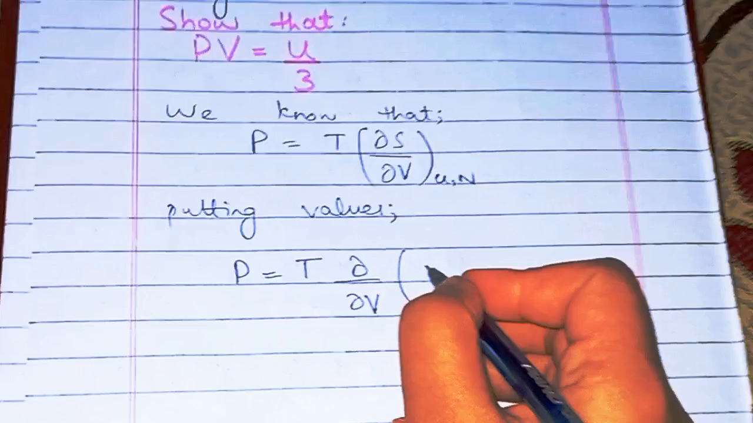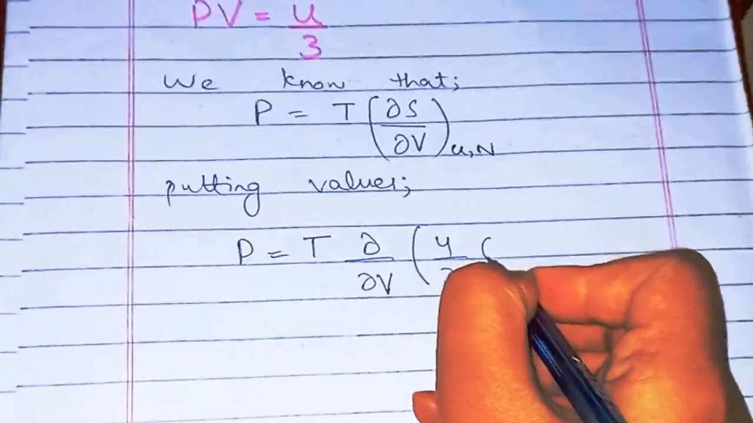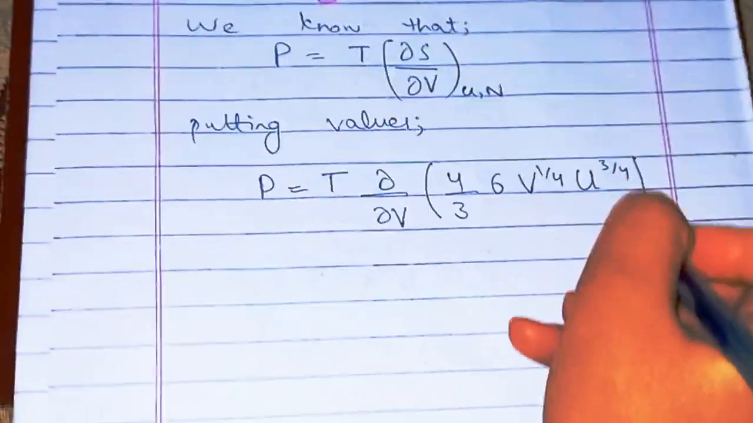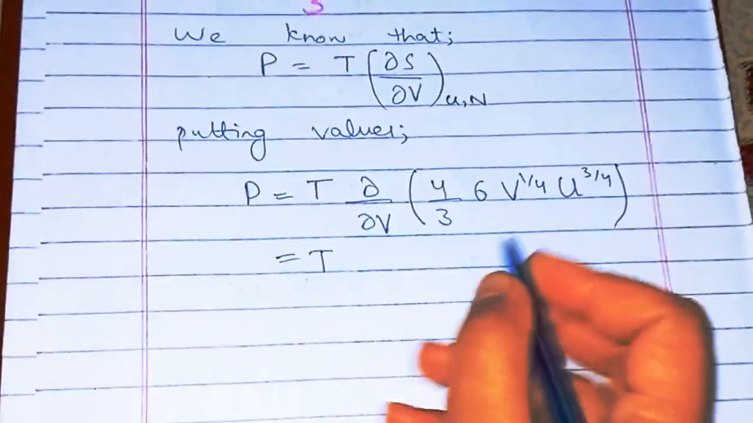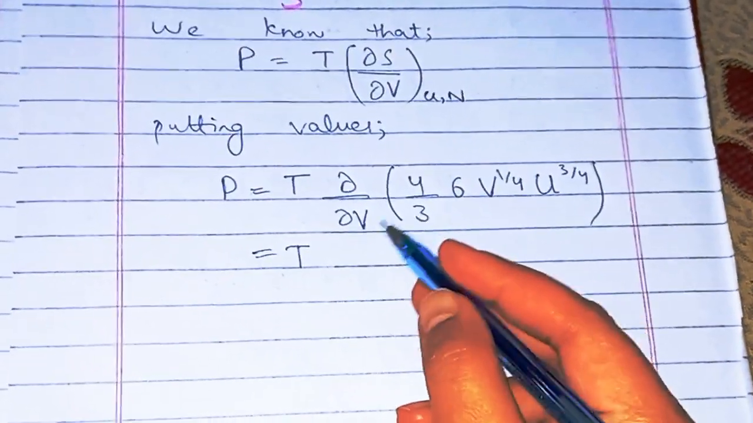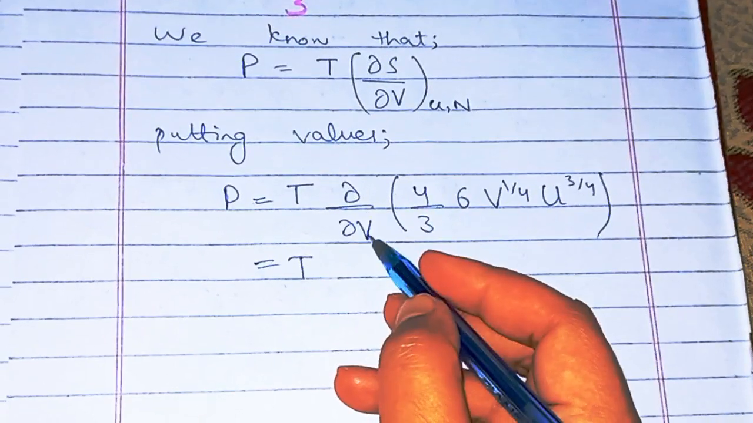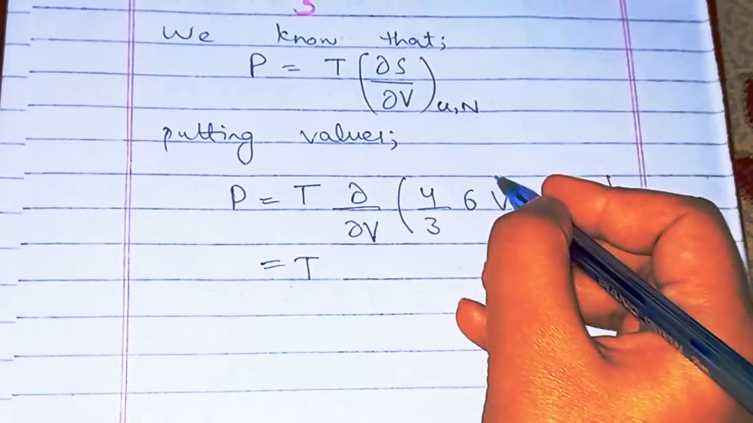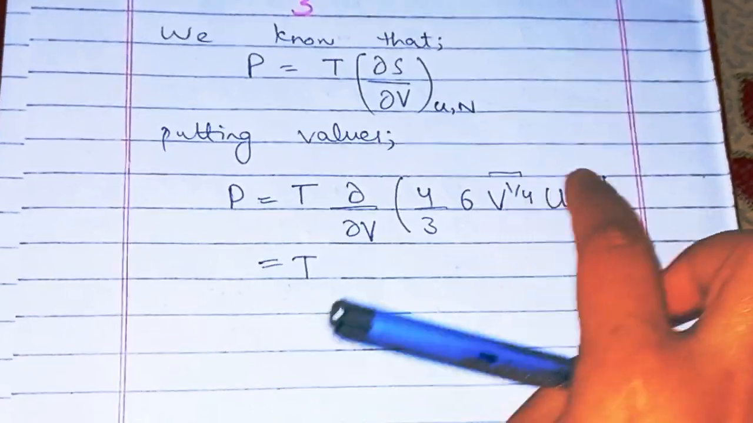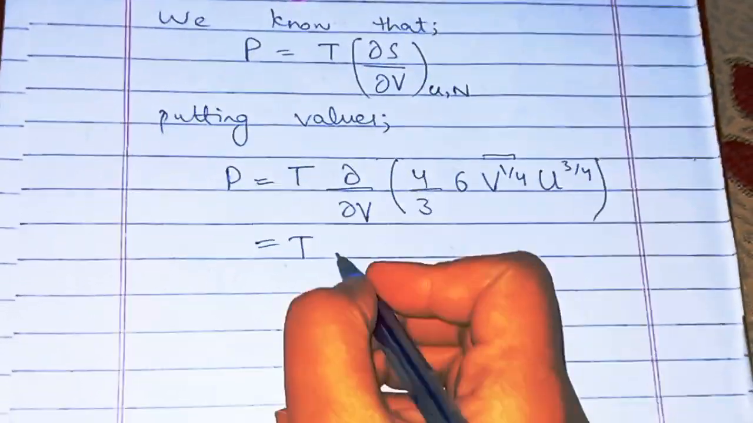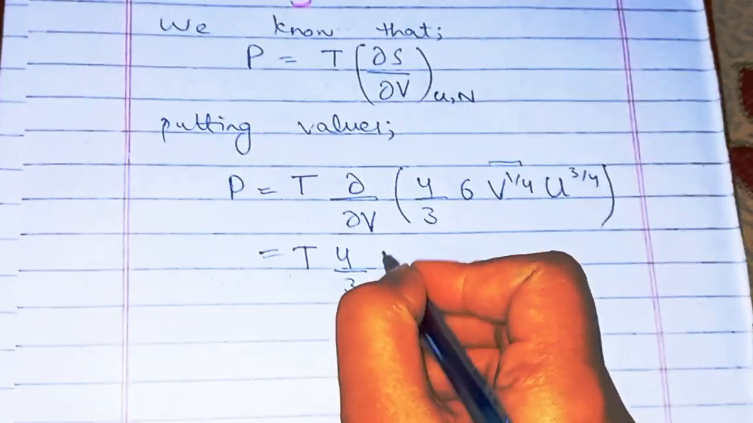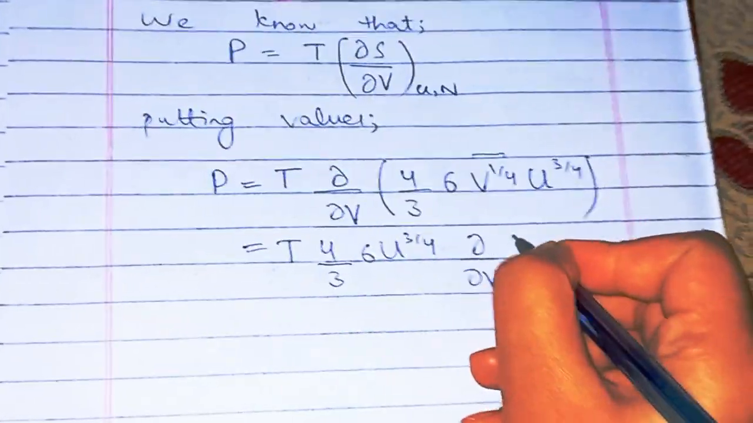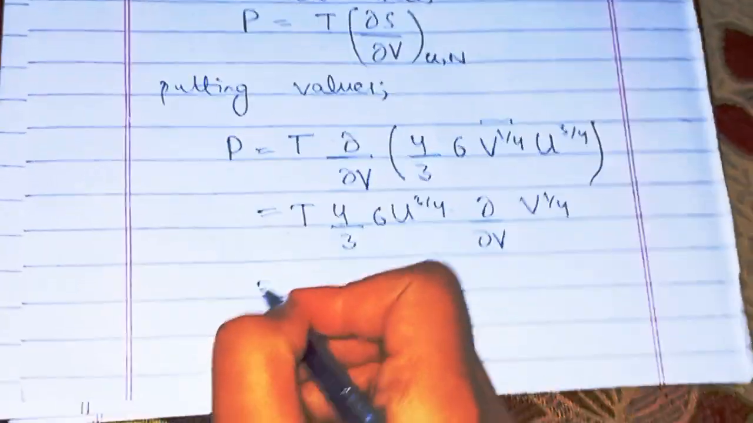S is 4 by 3 sigma v to the power 1 by 4 and u to the power 3 by 4. All right, and we can take all of these constants outside. So since partial derivative is with respect to v, with respect to volume, so only volume will be taken as variable. All of the other quantities are constant, so we'll take them out. 4 by 3 sigma u to the power 3 by 4, and partial by partial v will be applied on v to the power 1 by 4 only.